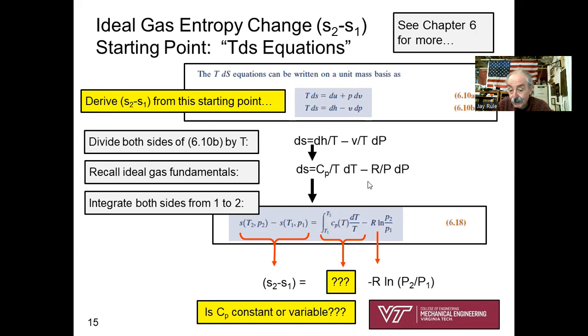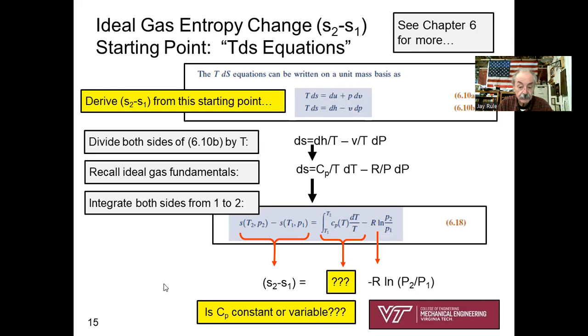Let's integrate the second term, minus R over P dP. That's easy. R is a constant, minus R, integral of dP divided by P is natural log. So we've got minus R log P2 over P1. So we've got S2 minus S1 equals question mark minus R log P2 over P1. Uh-oh, we have to make that decision. Is Cp constant or is it variable? And I want to work you through both situations.